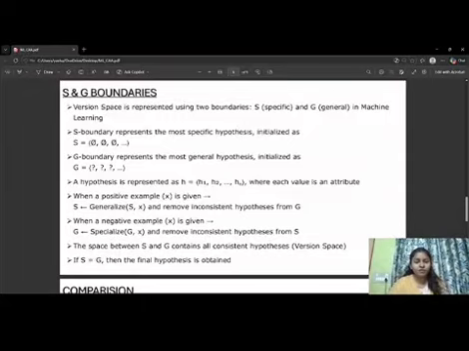If we take hypotheses of the different variables from the data set, like the combination of both positive and negative values: when a positive example X is given, S generalizes to include X, and we remove inconsistent hypotheses from G. If we take a negative example, G specializes to exclude X, and we remove inconsistent hypotheses from S. This is how S and G boundaries work in version space. The space between S and G contains all consistent hypotheses, the version space. If S equals G, then the hypothesis is obtained, and we can say the problem is solved using version space with S and G boundaries.